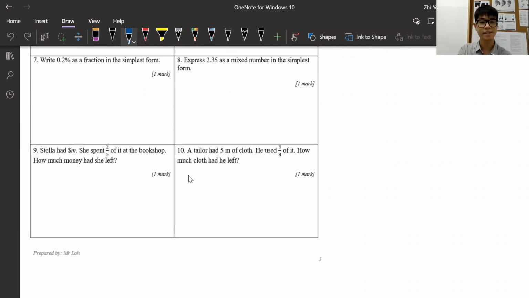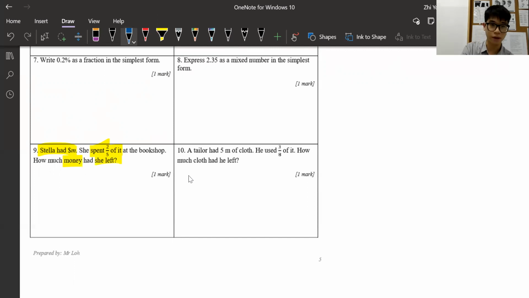Okay? So here it says that Stella had $M. She spent 2 over 5 of it in the bookshop. How much money had she left? If you spend 2 over 5, how much money does she have left?